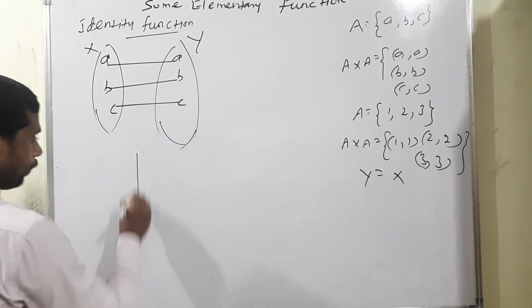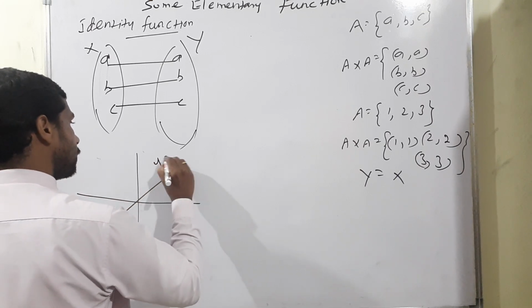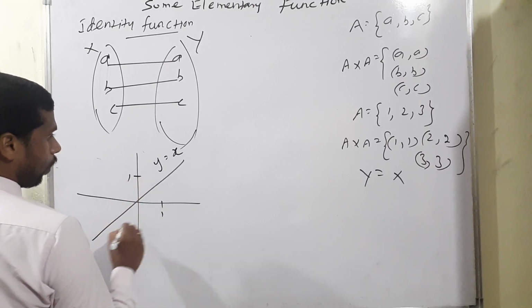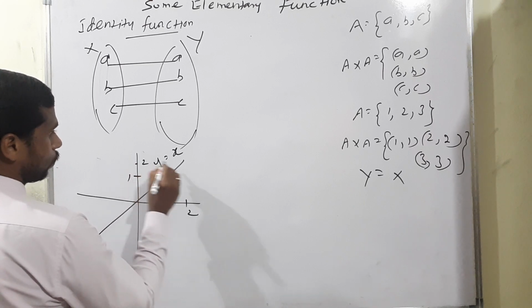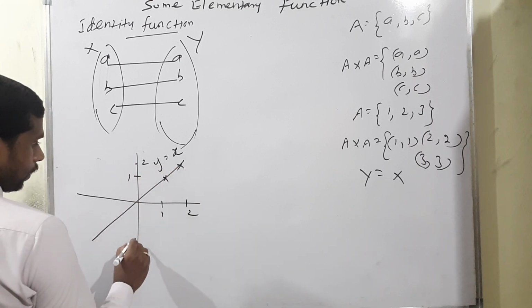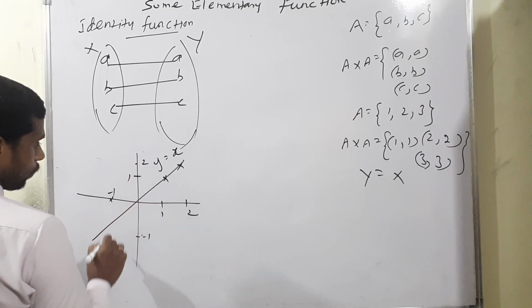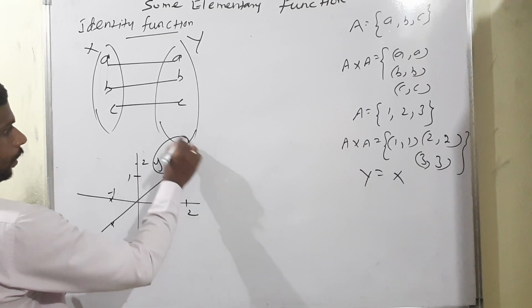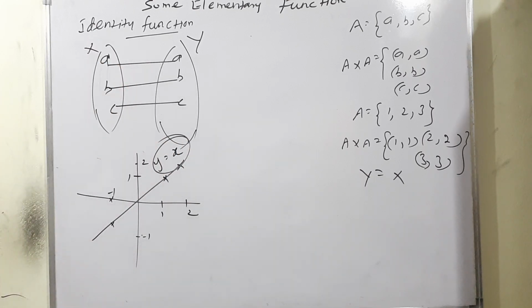So A is related to A, at the same time B related to B, and C related to C. If you make it in a graph also, we will get y is equal to x, because when x value is 1, y also has value 1. Then x is equal to 2, y is also 2. Here x is equal to minus 1 means y is also minus 1, just equating the pair. So this is called y is equal to x. That's the main function name, identity function.